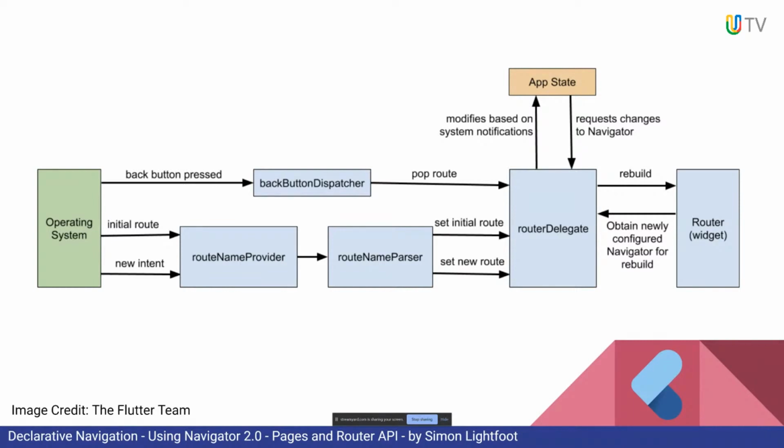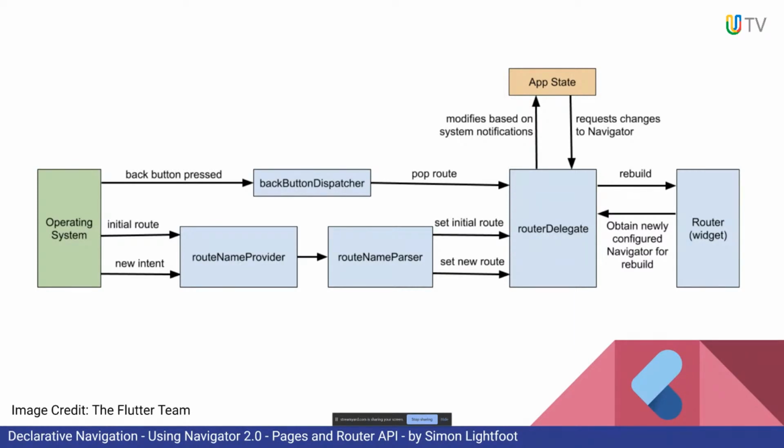Anyway, as you can see here, when we get the initial route or new routes getting passed through, they go through the route name provider, which creates that custom model, which essentially links the external operating system to our parser. The parser then receives that route name string and converts it into a custom model. And then that gets passed to the route delegate with either set initial route or set new route callbacks.